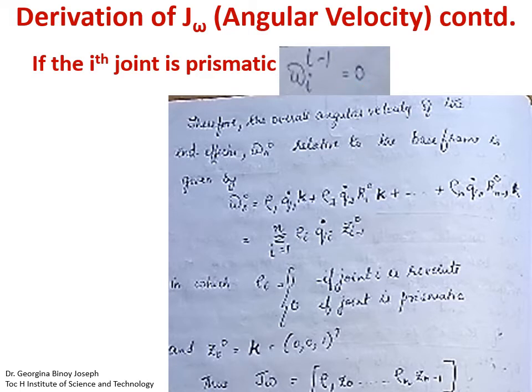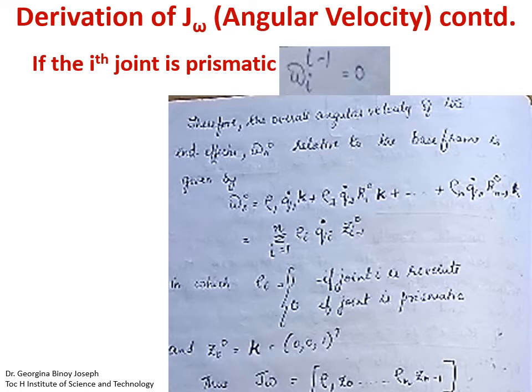Since we want to make a generalized expression, we don't know which joint is revolute and which joint is prismatic. So we are going to introduce a variable called rho i. Rho i is equal to 1 if the joint i is revolute, and rho i is equal to 0 if the joint i is prismatic. This takes care of this problem. Okay, so rho i is equal to 1 if the joint i is revolute, and rho i is equal to 0 if the joint i is prismatic.